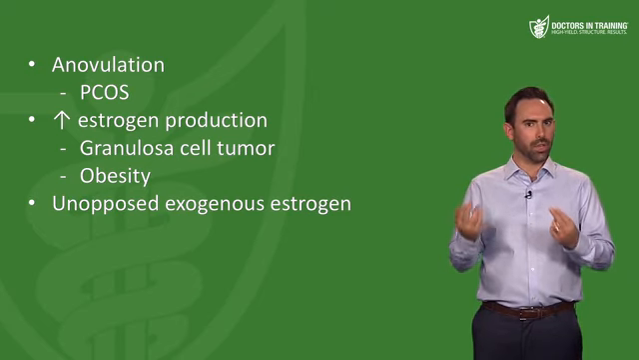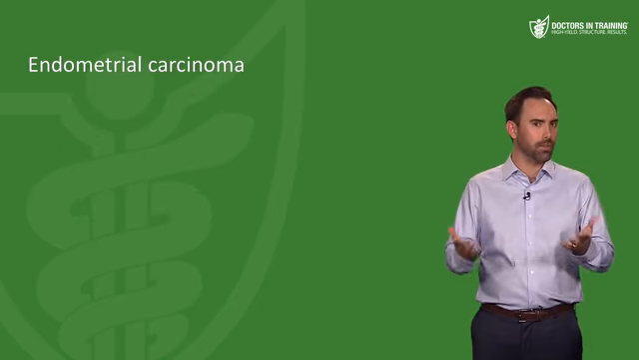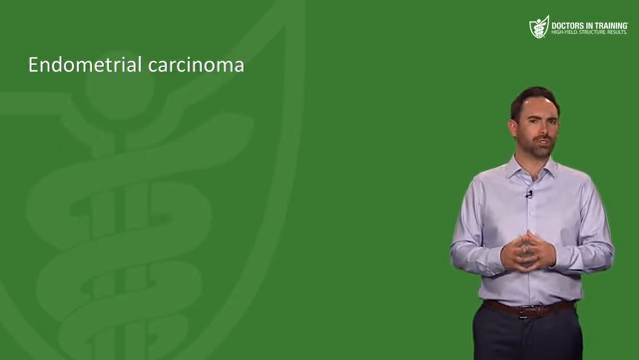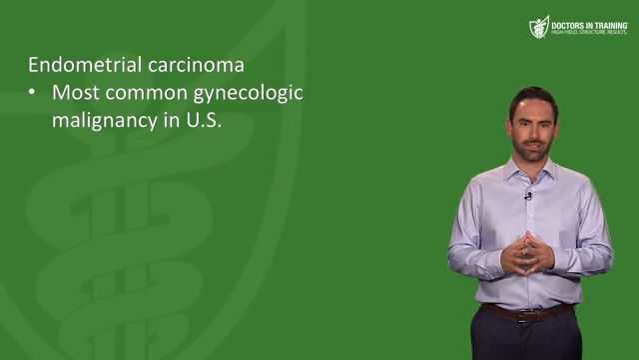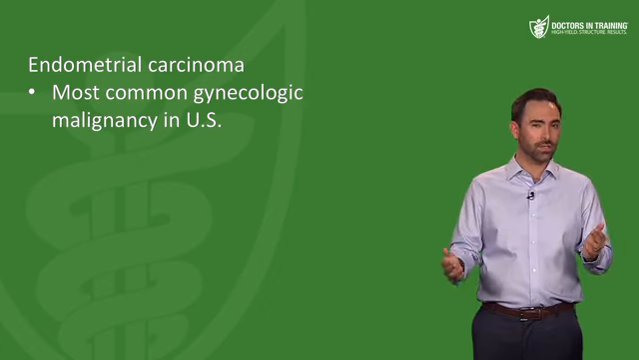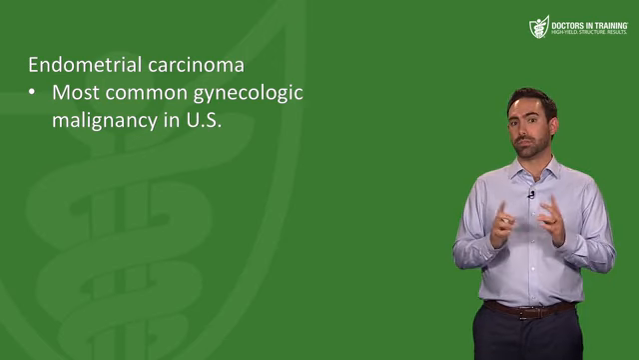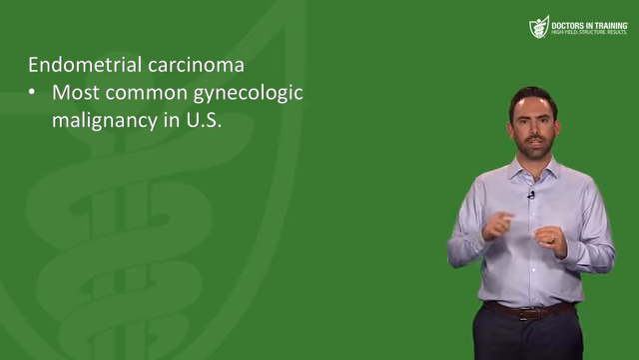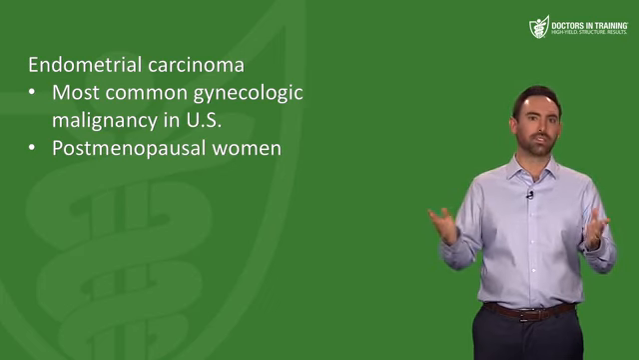The problem with endometrial hyperplasia is that over time, endometrial carcinoma can develop. Endometrial carcinoma is the most common gynecologic malignancy in the United States. In developing countries, the most common is cervical cancer, but in the US, since we have good screening for cervical cancer, endometrial cancer is the most common. It occurs mainly in postmenopausal women, and the peak incidence is ages 55 to 65.